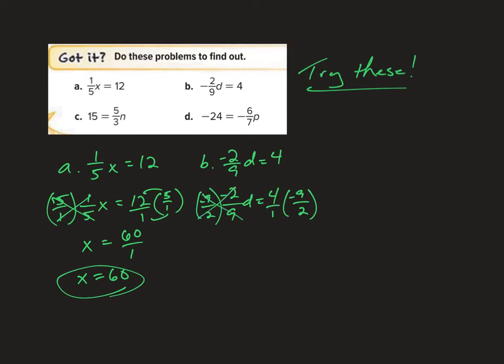The left-hand side cancels out, so I'm left with d is equal to, I can factor out 2 from the 2 and the 4. So if I factor out 2 from 2, I get 1. Factor out 2 from 4, I get 2. It just makes my multiplication that much easier. Now I've got 2 times negative 9 is negative 18. 1 times 1 is 1. So d is equal to negative 18.